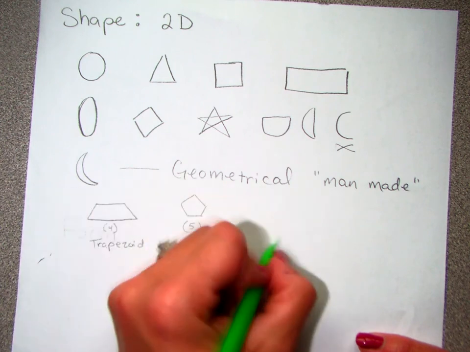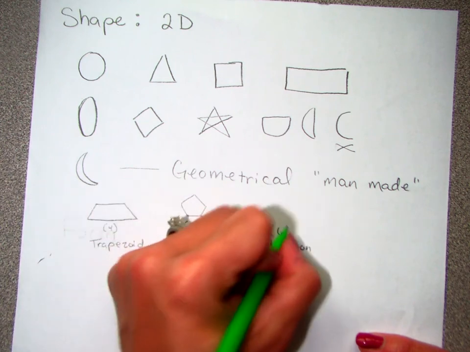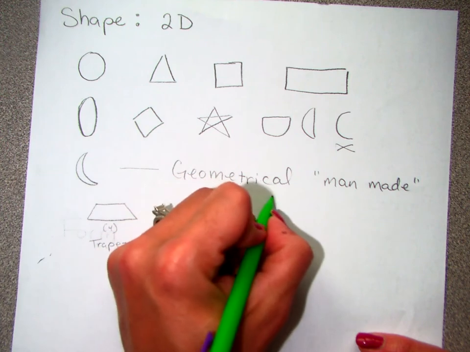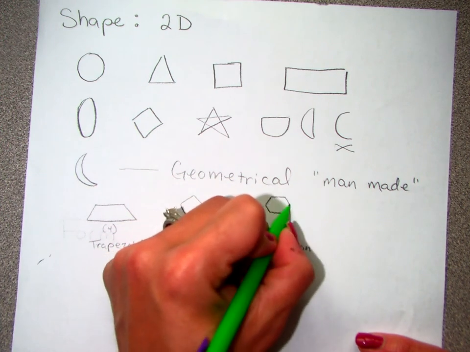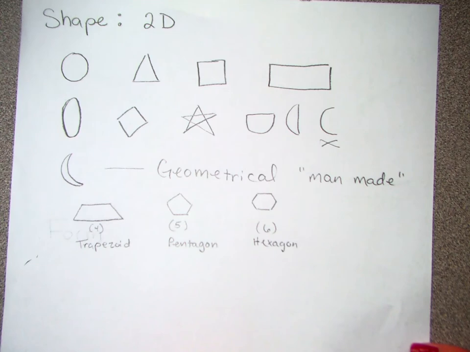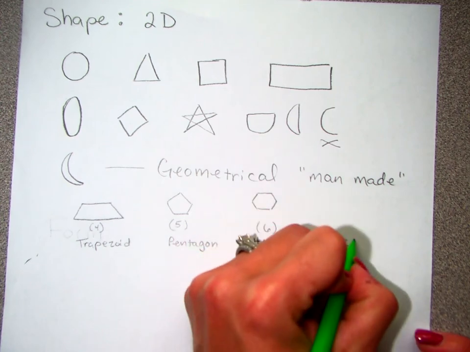We have a hexagon, which is 6 sides, and that would be 1, 2, 3, 4, 5, and 6. And then our last one is an octagon.